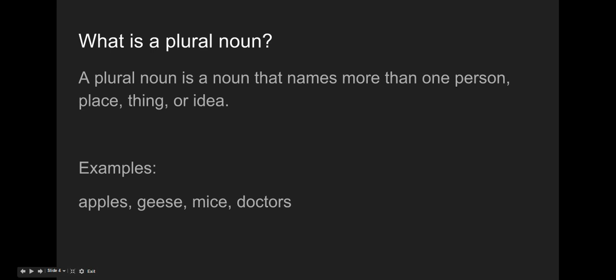What is a plural noun? A plural noun is a noun that names more than one person, place, thing, or idea. So there's two or more. Examples would be apples, geese, mice, and doctors. Notice how geese and mice have a different ending than doctors with just an S, or apples where we just add the S because it already ends in E. These are irregular plural nouns.